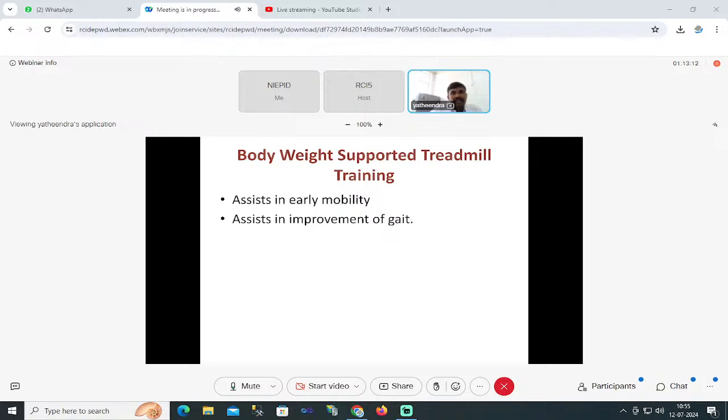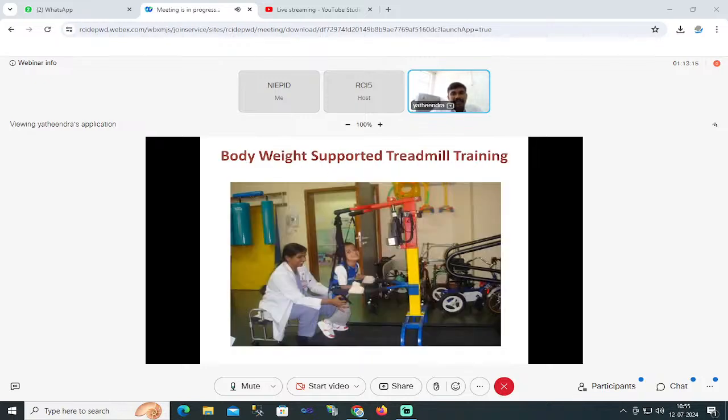And body weight supported treadmill training, like you can see in the picture here. Because the posture is affected, I need to support the trunk. That will be taken over by the harness system of the treadmill. Then we can try for walking.